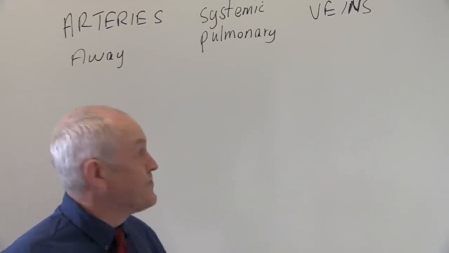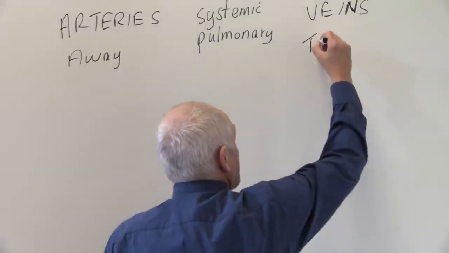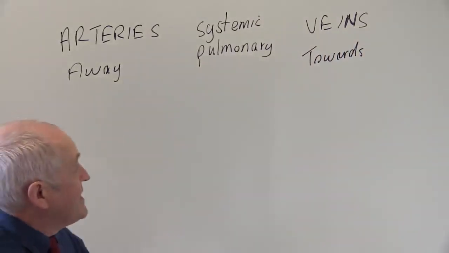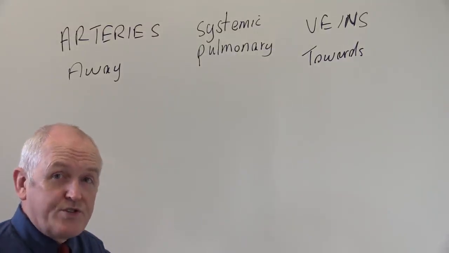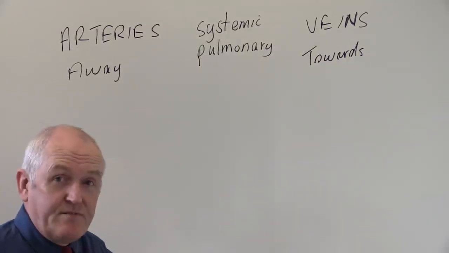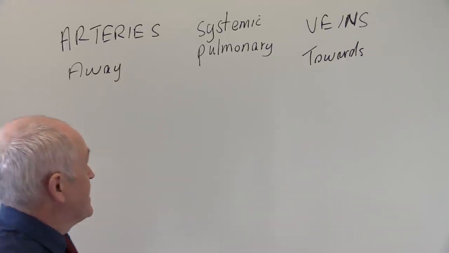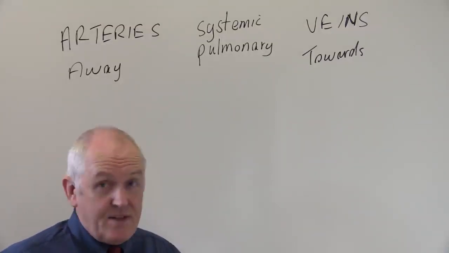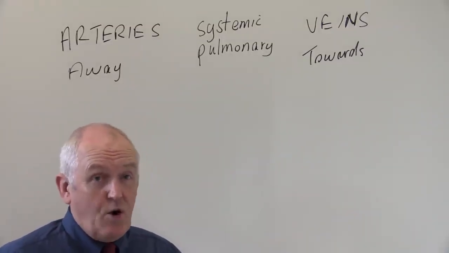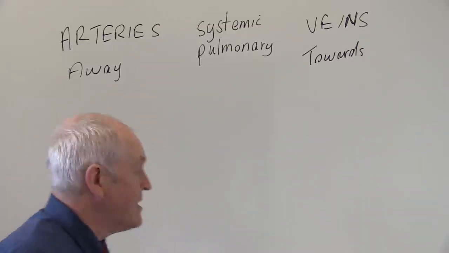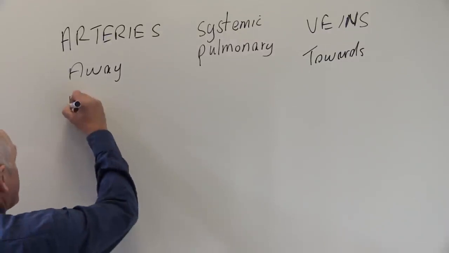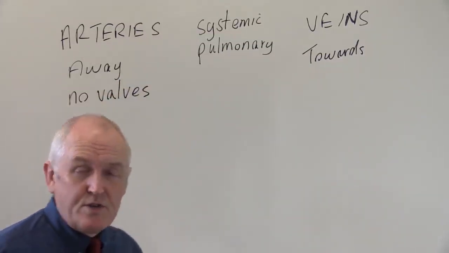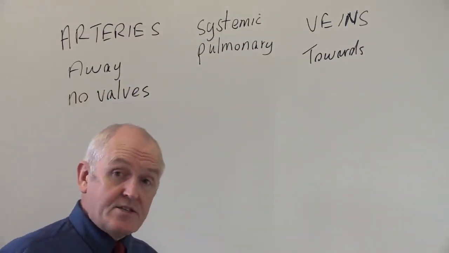That is always true. So a vein is towards. It's as simple as that. A vein is any vessel carrying blood towards the heart. That is the definition of these vessels. Arterial vessels taking blood away, veins bringing blood back towards the heart. And that's true whether we're talking about the systemic or the pulmonary circulation. Now, arteries do not have valves. They do not have valves to ensure one-way flow. But veins do have valves.